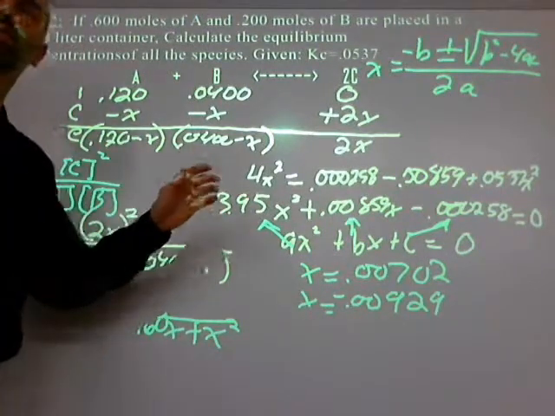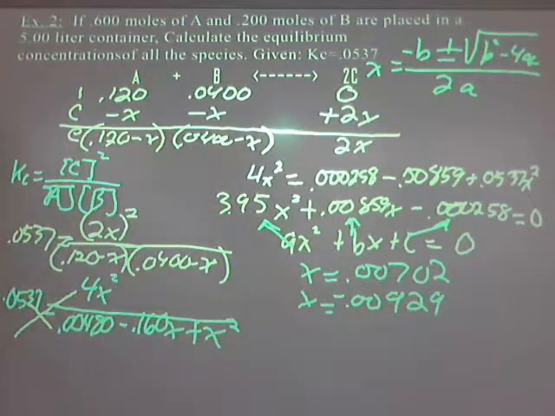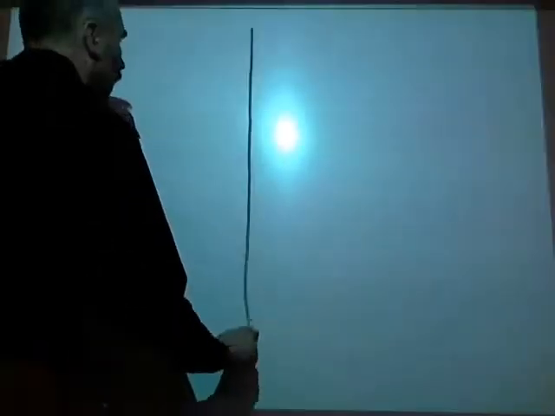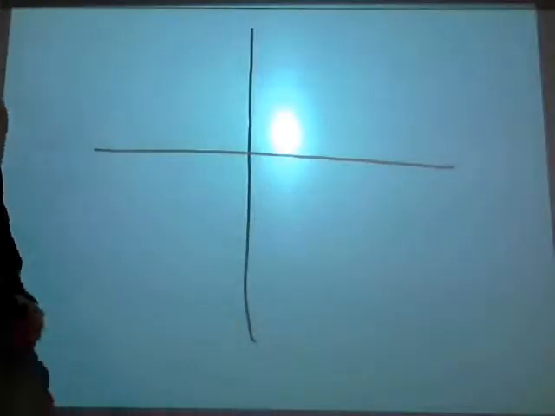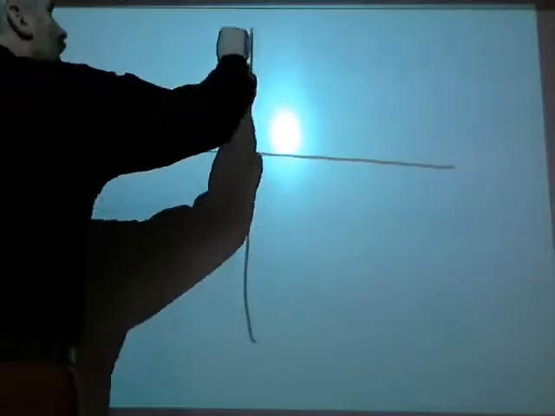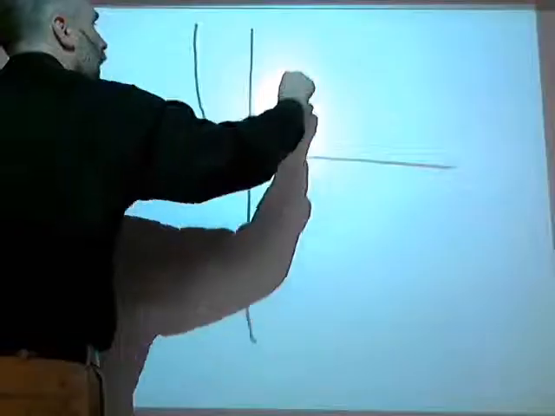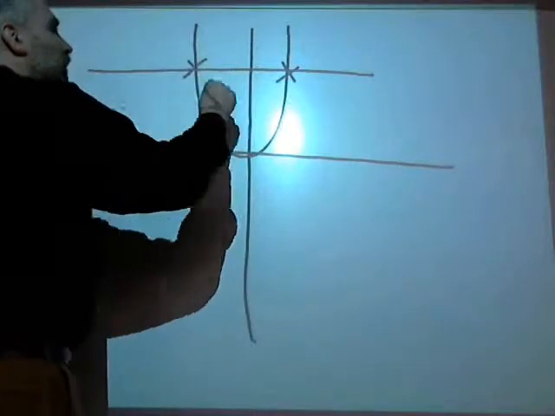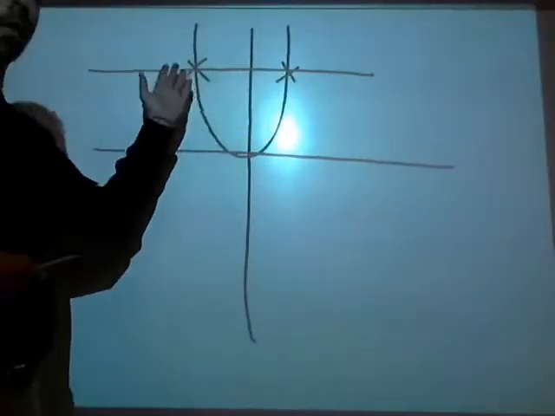Let me show you first of all why you get two and what's going on here. What is this an equation for? What shape would it be if you were to graph it? A parabola, right. So here's your coordinates, your x and y axis. If I have a parabola and I draw a line, it intersects at two places, one positive and one negative.